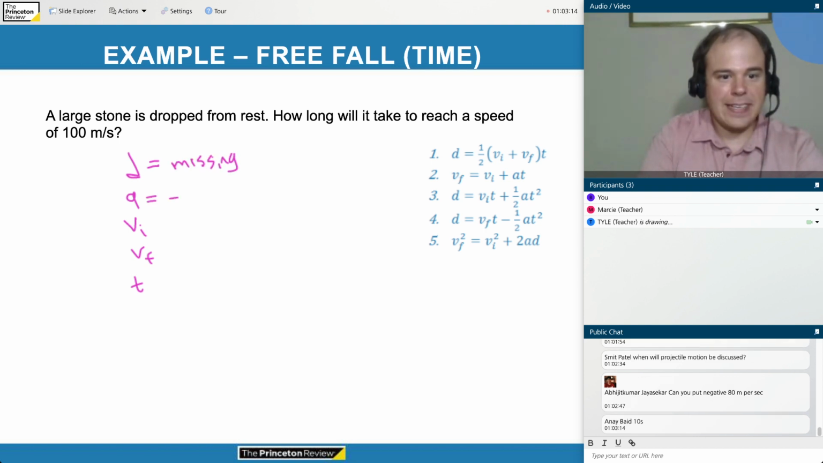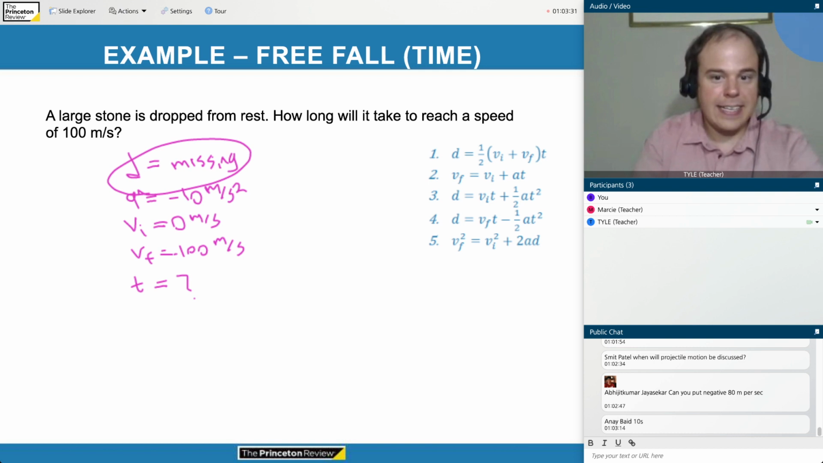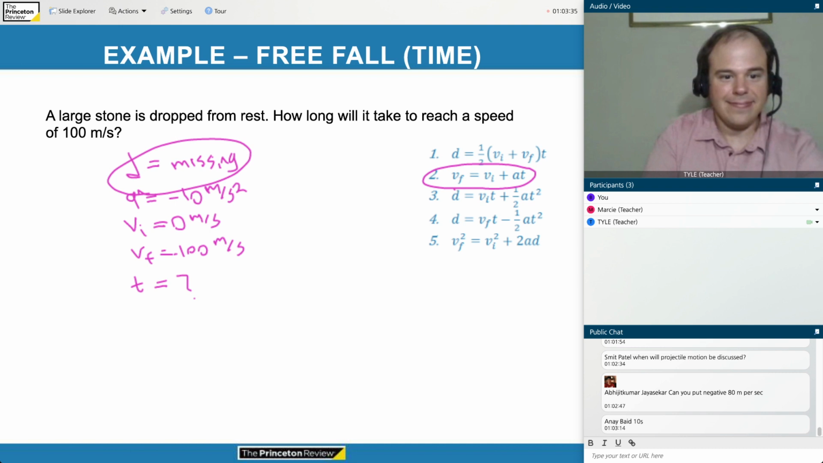The acceleration is -10 meters per second squared. It's dropped from rest, so this is 0. The final velocity we're given is -100 meters per second. And the time is the thing they ask us for. Okay, so I'm looking for the equation where d is missing, and that is equation number 2. So plugging in my values, I get that -100 meters per second.